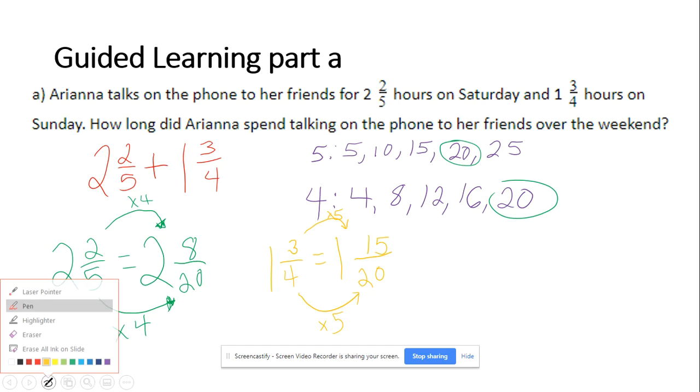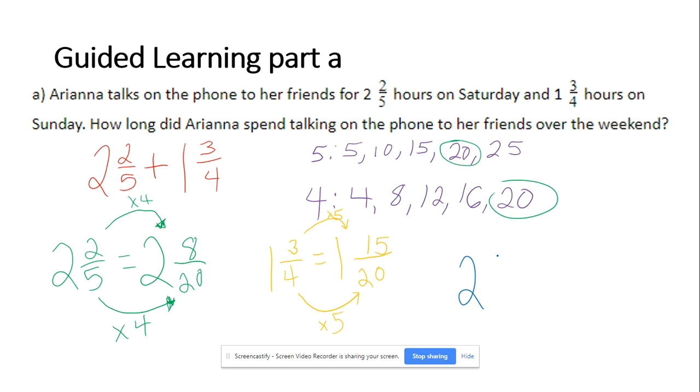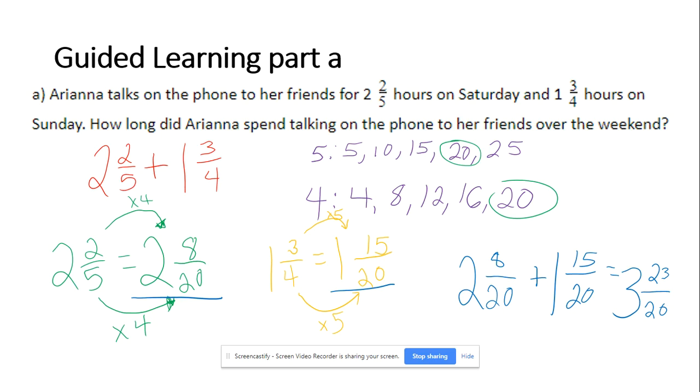So now that we have our common denominators being 20, we're going to go ahead and add 2 8/20, which we got here, plus 1 15/20, which is what we got here. We're going to add them up. Always start by adding the fractions. 8/20 plus 15/20 is 23/20. Now we can add the whole numbers. 2 wholes plus 1 whole is 3 wholes.